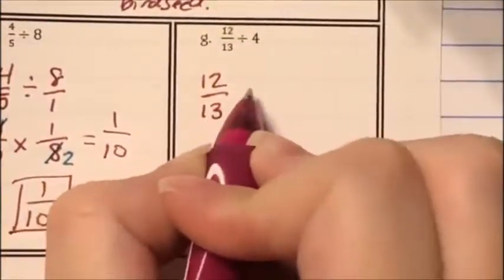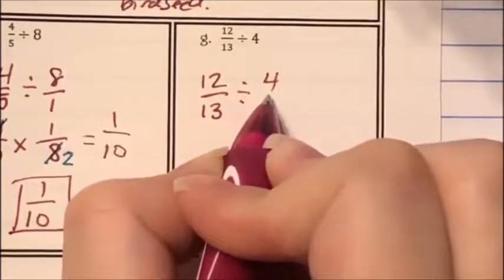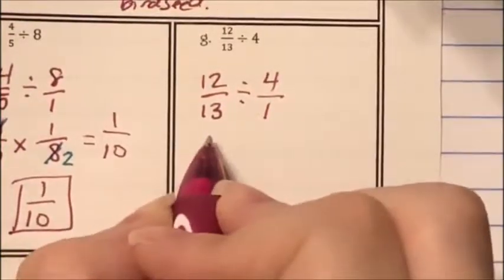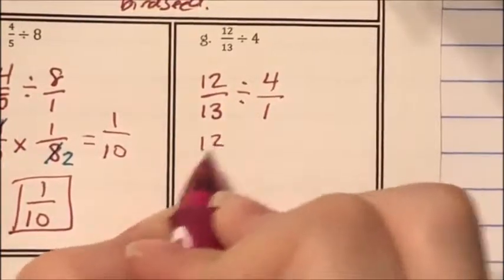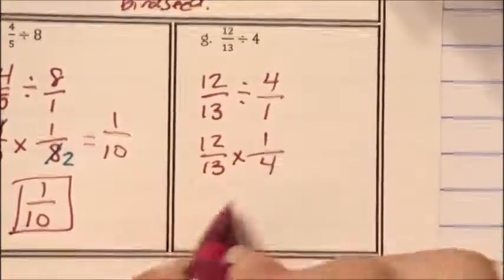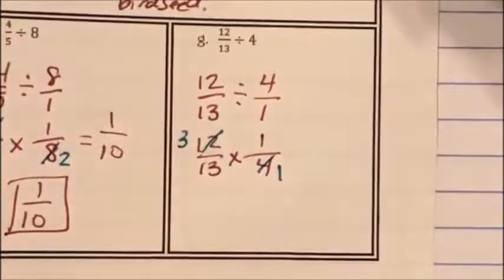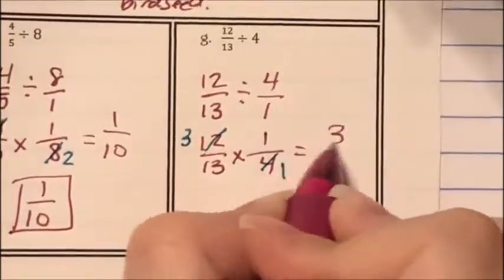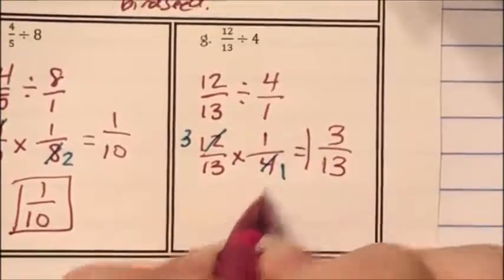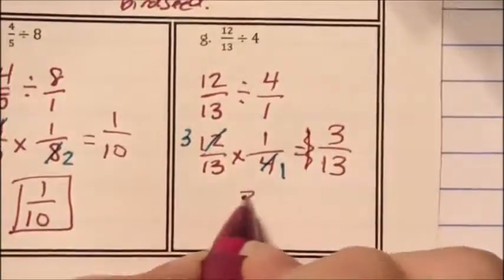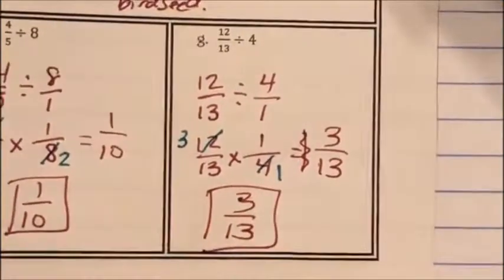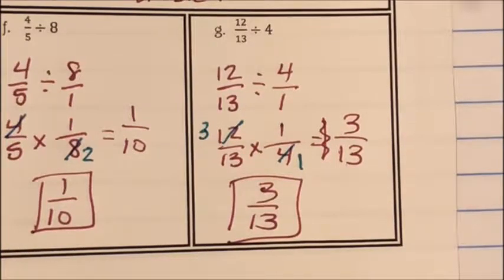Letter G, 12/13 divided by 4 over 1. Keep, change, flip. 4 becomes 1, 12 becomes 3. 3 times 1 is 3. 13 times 1 is 13. So I get 3/13. And that is the end of lesson 7.